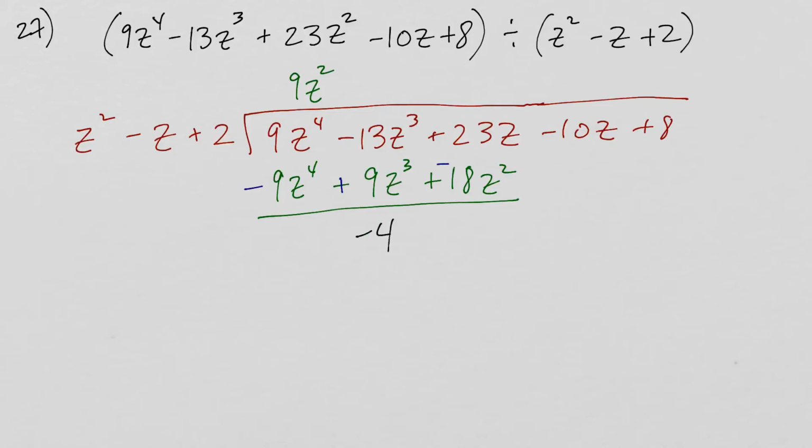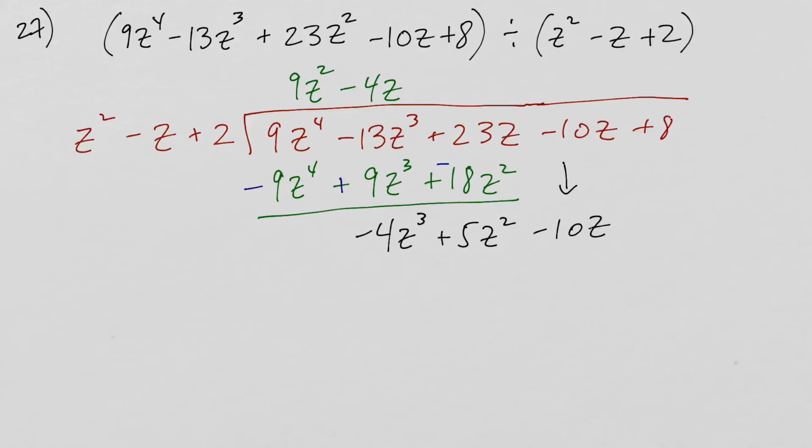So I get negative 4z cubed plus 5z squared, and now I drop the next negative 10z. Okay, so now I only look at the first terms, and I have to multiply by a negative 4z to get there. And now I'm ready to multiply.